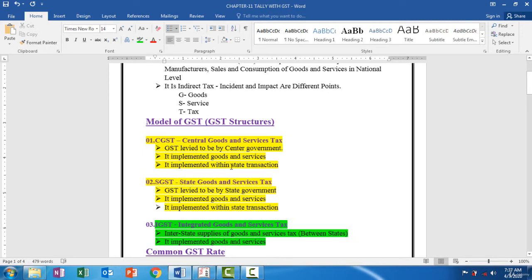If I sell within Kerala, these two taxes will be implemented, CGST and SGST. CGST means Central Goods and Service Tax. SGST means State Goods and Service Tax. For example, if the total GST rate is 12% and they sell within the state, the rate will be 6% CGST and 6% SGST. But if the GST rate is 12% and I sell between the states, the GST rate is fully implemented as IGST. In this case, 12% is implemented as IGST. So this is the structure of GST.